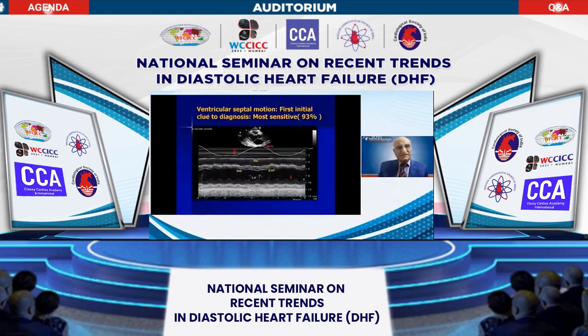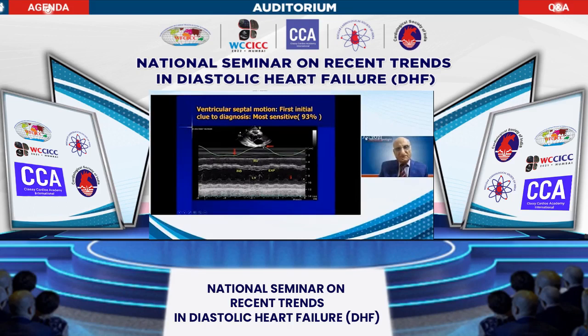For example, this is one of our cases. This is inspiration, this is expiration. Now this is the right ventricle. As soon as the inspiration starts, you see the RV size increases, and as a result of the increased RV volume, the septum is pushed toward the LV, thereby reducing the LV volume, and that is one of the mechanisms of pulsus paradoxus.